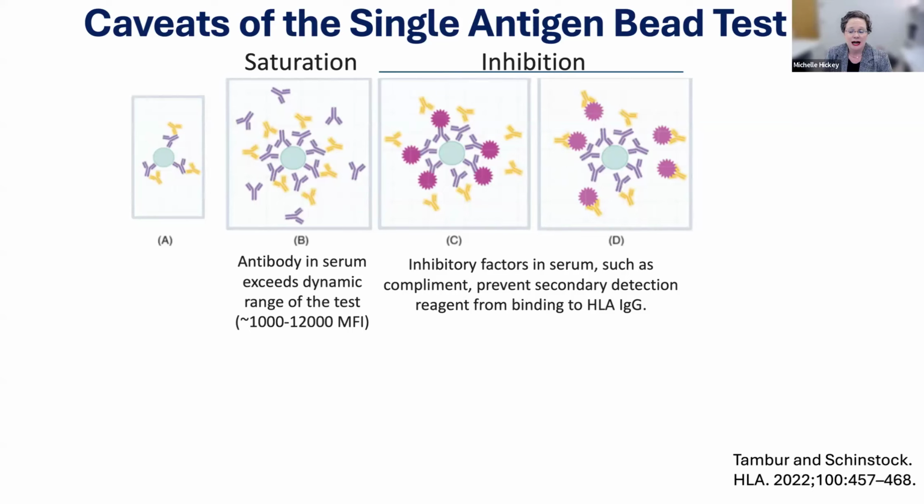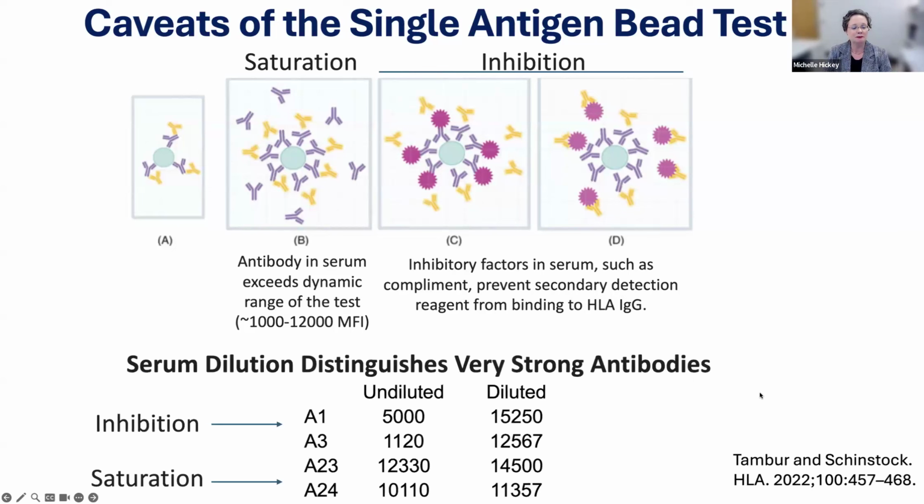Another caveat of the test is inhibition. So there can actually be inhibitory factors in the serum, such as complement, which can prevent the secondary detection reagent from binding to the HLA IgG. And when this occurs, we see an abnormally or unexpectedly low result, which is actually also inaccurate. I have examples of this in the next slide.